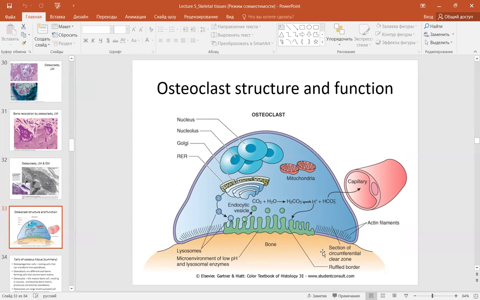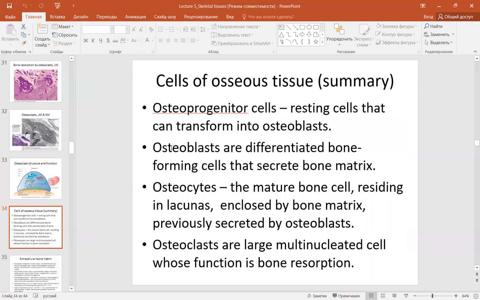This is the circumferential clear zone, which is sealing the site of the resorption, sealing the house-shaped lacuna from the dissociation of the process of resorption in other sites except the house-shaped lacuna.